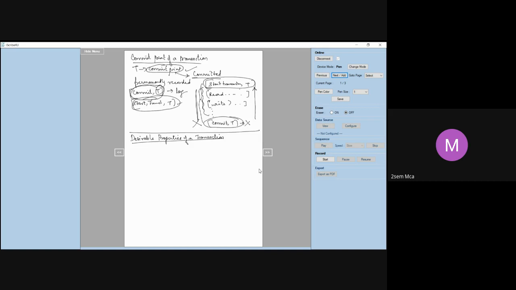What are the properties of a transaction? Now, a transaction should always have several properties. They are called the ACID properties of a transaction. These are again very, very important. ACID properties. A stands for atomicity.